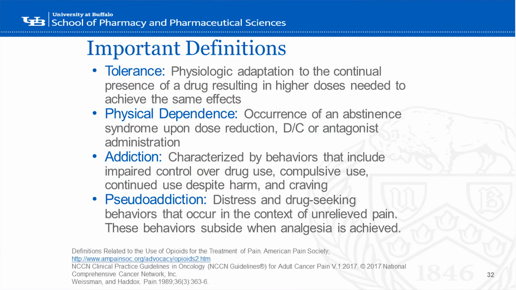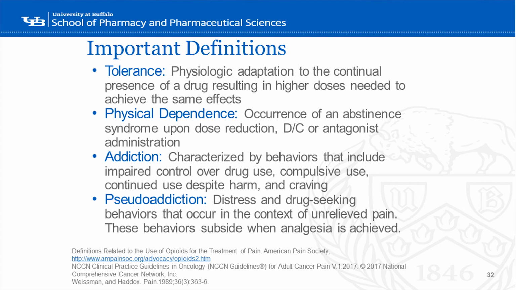And some important definitions that we need to remember is that tolerance, again, is that physiological adaptation to the presence of a drug where higher doses are needed to maintain the same effects. Where physical dependence is when there's an occurrence of an abstinence syndrome upon dose reduction, discontinuation, or antagonist administration. And addiction is characterized by behaviors that include impaired control over drug use, compulsive use, continued use despite harm, and craving. And then a term that has some controversy with it is pseudo-addiction.